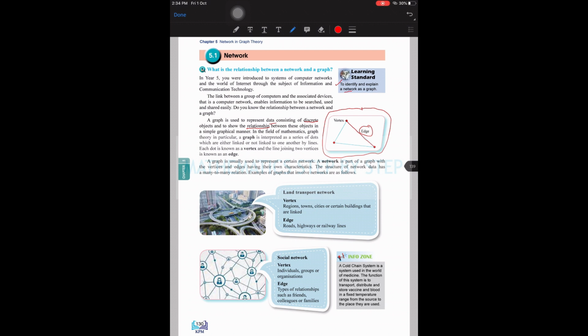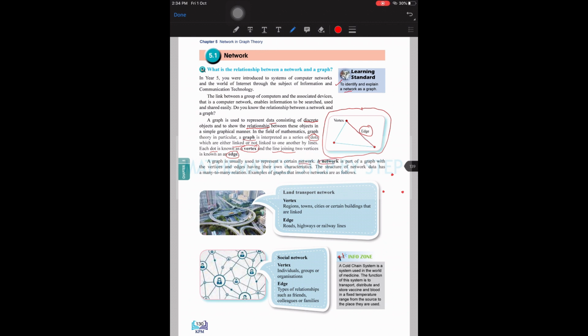In the field of mathematics, graph theory in particular, a graph is interpreted as a series of dots which are either linked or not linked to one another by lines, okay? So meaning that this is a graph also, although there are no edges, meaning there are no lines connecting the dots, okay? So each dot is known as a vertex and the line joining two vertices is known as an edge, okay? A graph is usually used to represent a certain network.